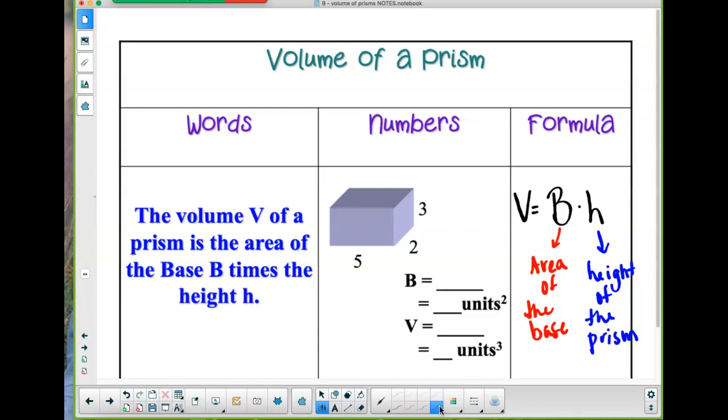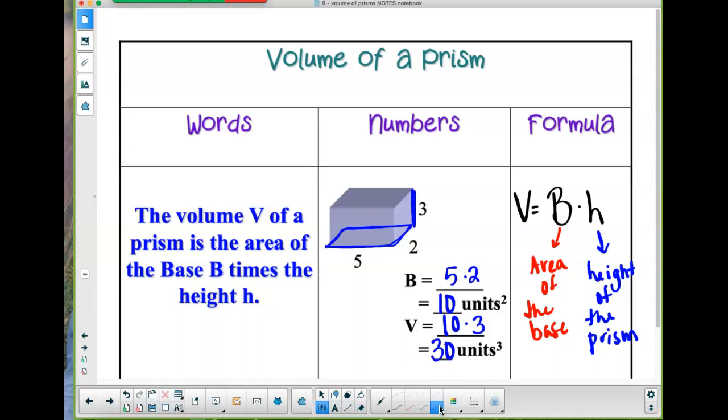Okay. So if I look at this example in the middle, I'm going to outline the base. Here's the base. What's the area of that rectangle? So to find the area of the base, Zachary, 10. We would do 5 times 2. And then we take the 10 times the height. The height is right here, which is 3. 10 times 3 is 30.